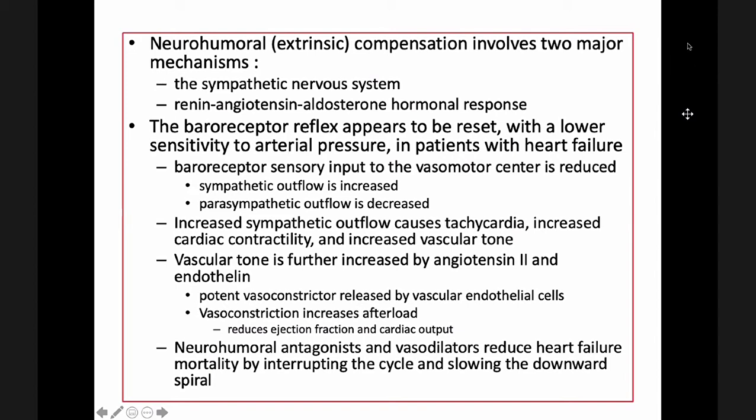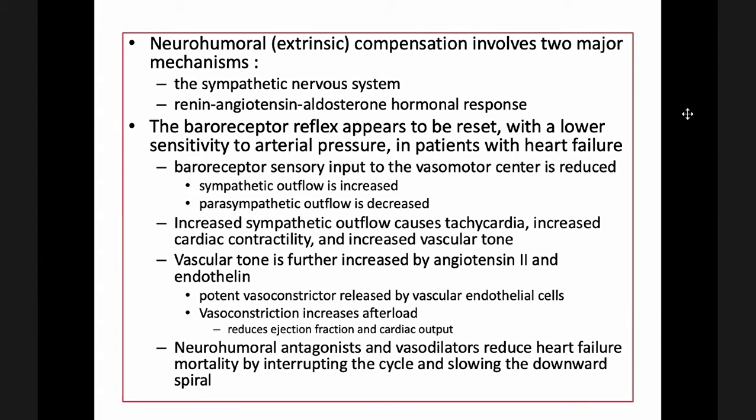So you have your neurohumoral compensations, which involve your sympathetic nervous system and your renin, angiotensin, aldosterone hormonal response. So in heart failure, the baroreceptor reflex appears to be reset. So you have lower sensitivity to arterial pressure. So the baroreceptor sensory input to the vasomotor center is reduced so that you will have an increase in your sympathetic outflow while your parasympathetic outflow is reduced.